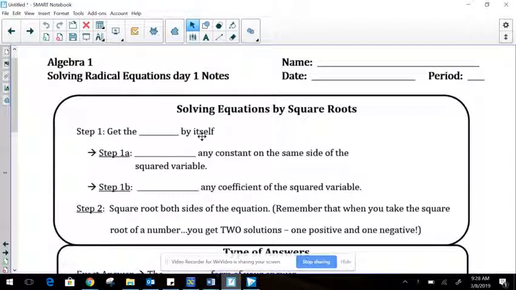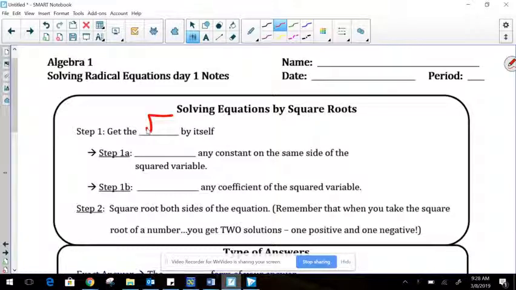Today we are going to be solving radical equations by square roots. So before we get started, let's do this top summary box here. So step one, we want to get the radical by itself. So remember, radical or square root sign, that's the same thing.